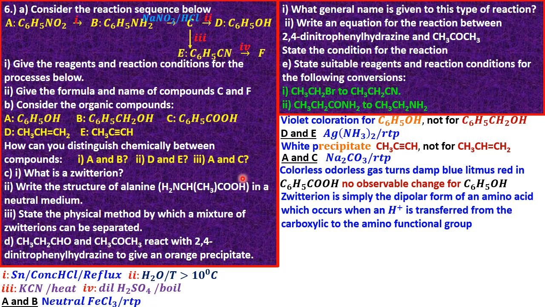As the definition suggests, guys, you're going to remove this H from this carboxylic acid functional group and put it where we have the amino functional group. So if you do that, we are going to have NH3 plus, then we have COO minus. This is how it exists in neutral medium.